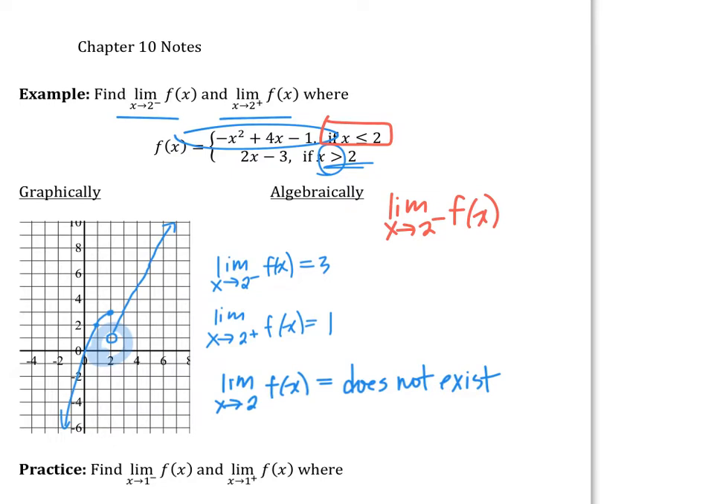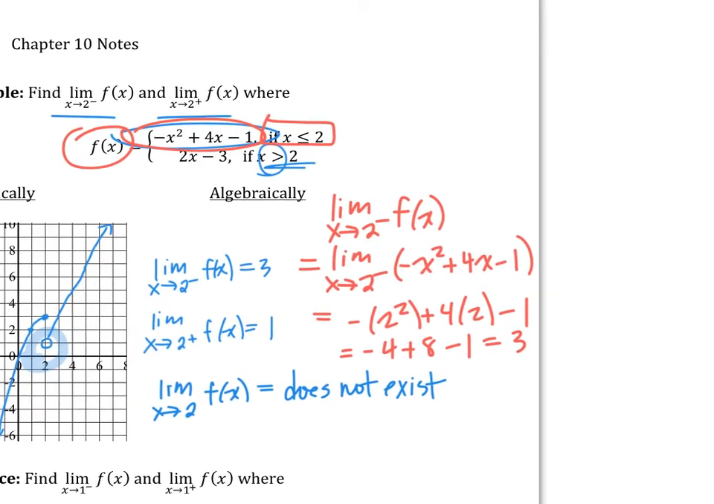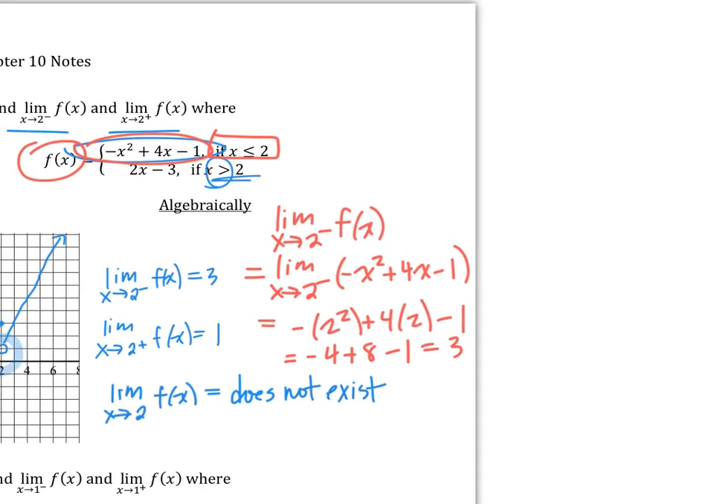x is smaller than or equal to 2. So then you're just going to plug it into this one. Well, what is that? That is f of x. So what we're doing is trying to find the limit as x goes to 2 from the negative side of this function. So all we have to do is just plug it in. So -2 squared plus 4 times 2 minus 1. So this is -4 plus 8 minus 1, which is 3. And you can see that that is exactly what we found when we did this graphically.